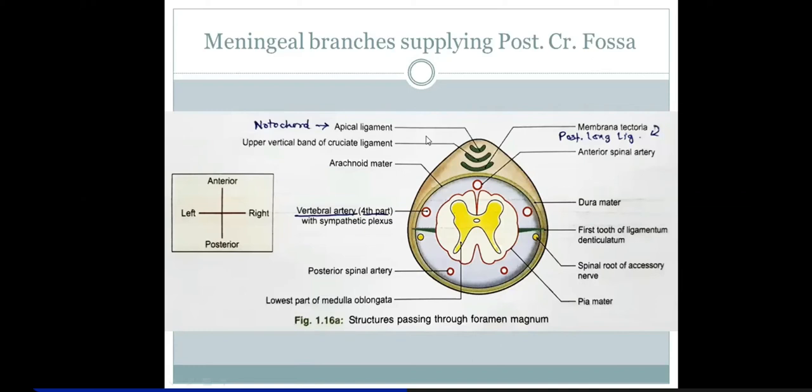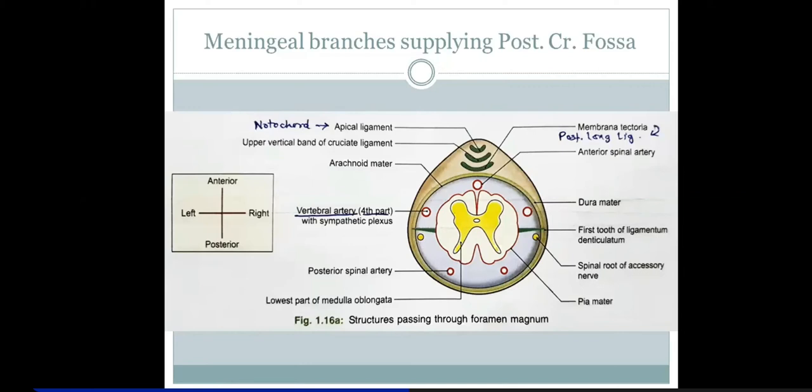So you can remember all the structures here. All these were covered by dura mater, so these were the structures in the subarachnoid space. Now, what lies outside the dura, in the extradural space, anteriorly in the foramen magnum?